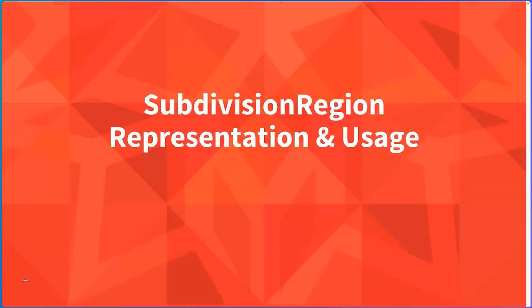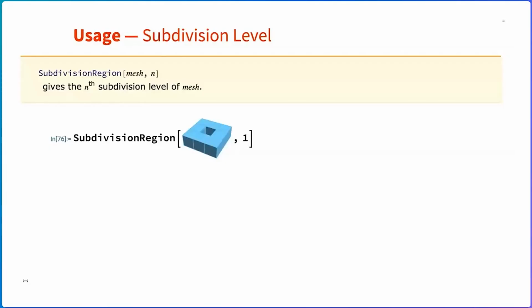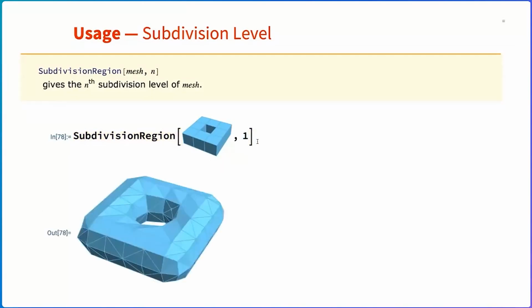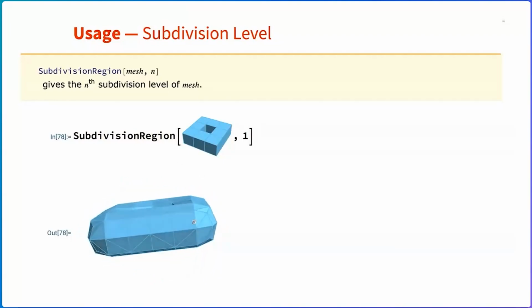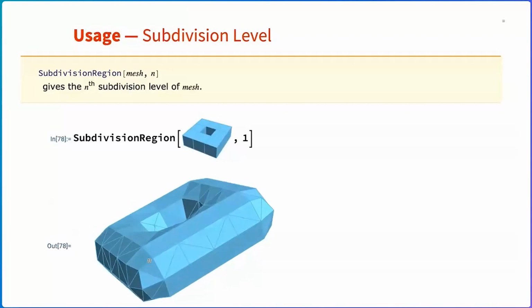Now that we have some understanding of subdivision regions, let's look at how they're represented and used in the Wolfram Language. We represent both subdivision curves and surfaces using the SubdivisionRegion symbol. To get a specific level of some base mesh, you can give that mesh and a desired level, and the result will be the subdivided mesh. So here we see the first subdivision level of our base mesh, where it's rounded off some of those sharp corners.